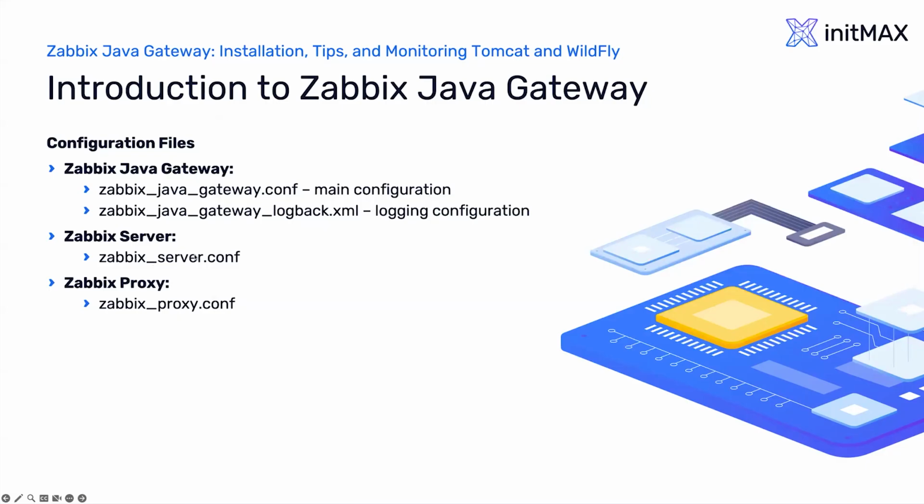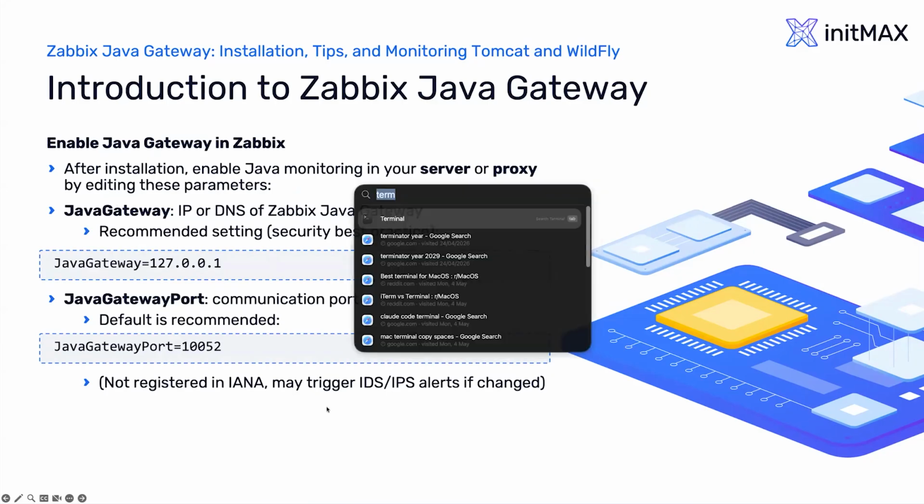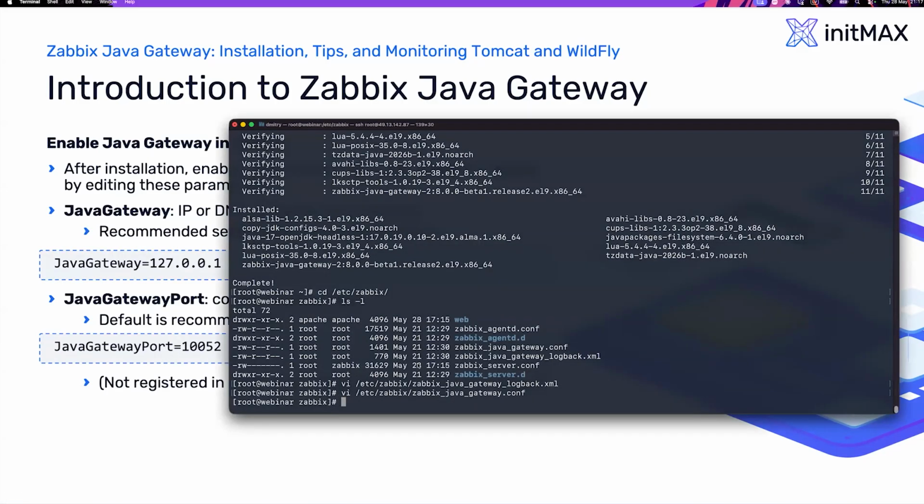Then for the Zabbix server, I already showed you, and if we had a Zabbix proxy, then we would have the Zabbix proxy configuration as well. How to enable Zabbix Java Gateway in Zabbix. After installation, enable Java monitoring in your server or proxy by editing these parameters, Java Gateway and Java Gateway port. I don't have a proxy here, but I do have a Zabbix server.